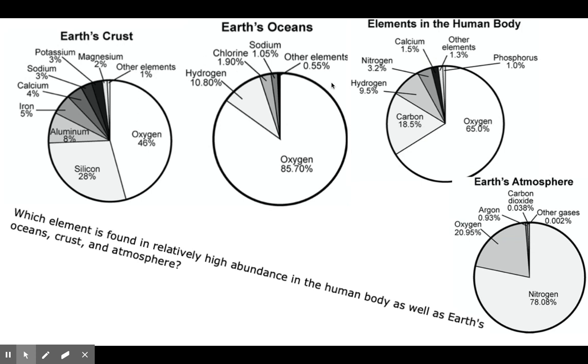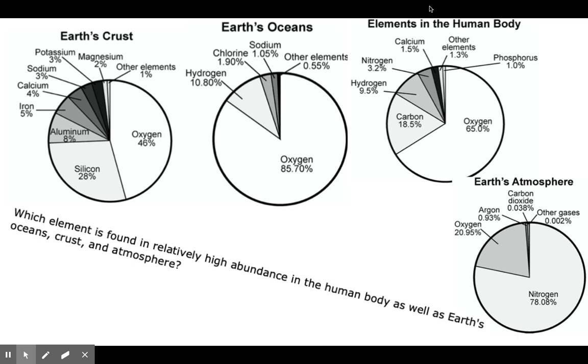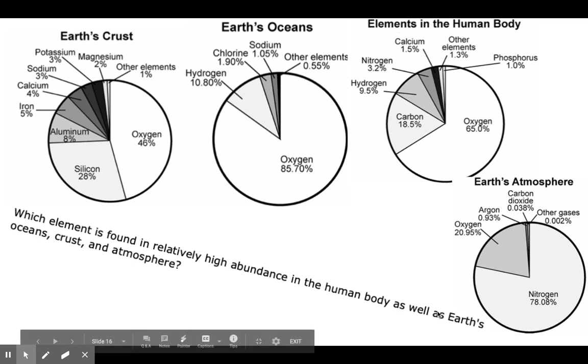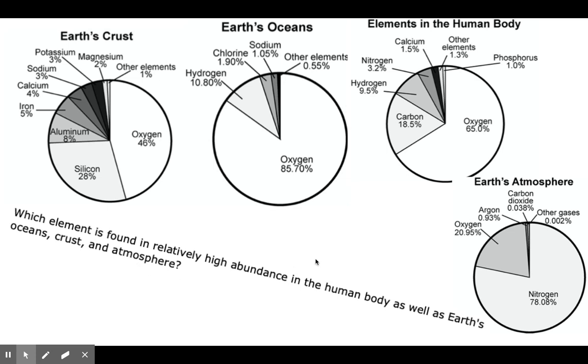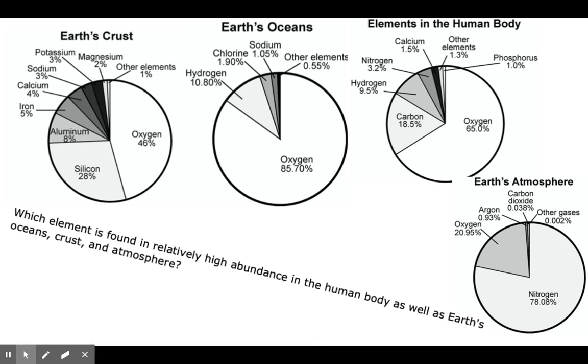Okay, wow, we got lots of graphs on this question. Which element is found in relatively high abundance in the human body? Human body, here it is, as well as Earth's oceans, crust, and atmosphere. So we want to know what's in relatively high abundance. So abundance means there's a lot of it. So high abundance, there's a whole lot of it.